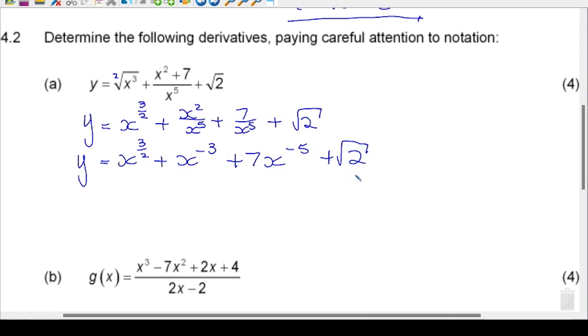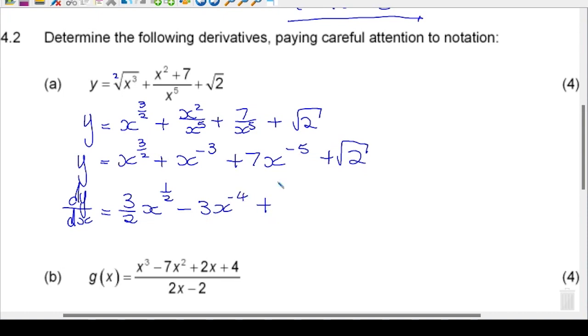Now, it's what I call flat. It's got no fractions, it's got no brackets, and it's got no variables inside root signs, surd signs, okay? So now we're going to differentiate it. So we're changing its name. It's dy dx. We're going to bring that power down to the front, 3 over 2, and we're going to reduce it by 1 to a half. The next one's going to be negative x to the minus 4.